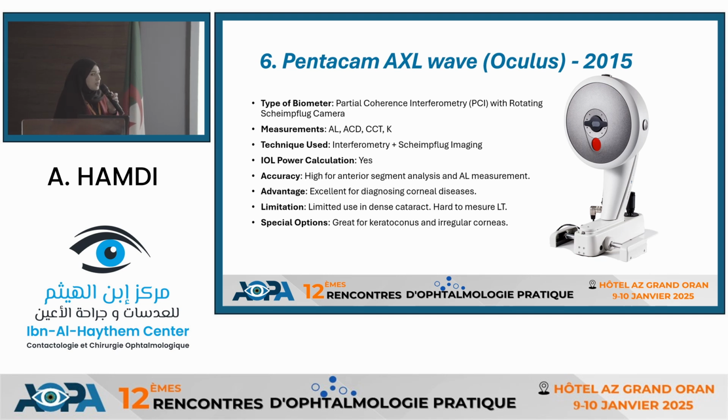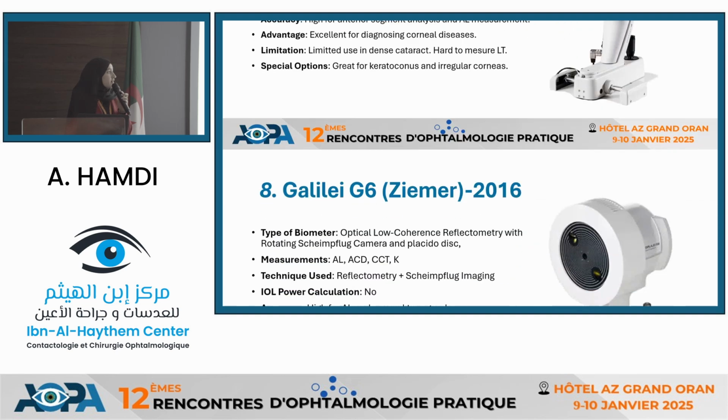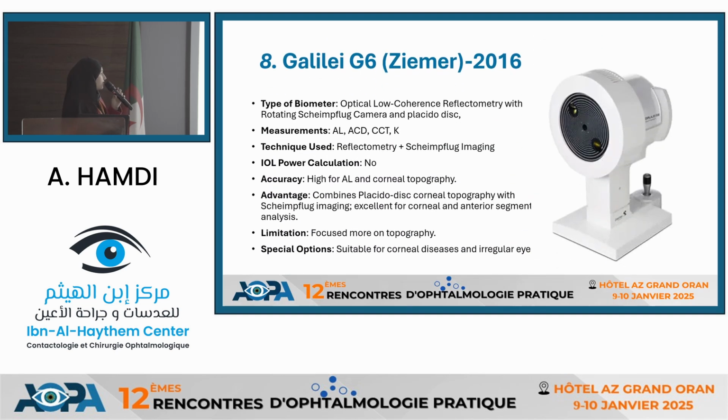Galilei G6, well, this one is actually a topograph. So it's a topography device that has a rotating Scheimpflug camera with a Placido disc, but it also comes with reflectometry. So it measures different parameters like axial length, anterior chamber depth, keratometry, but it does not do any IOL calculations. So compared to others, you might need it for axial length tracking, but not for calculations.